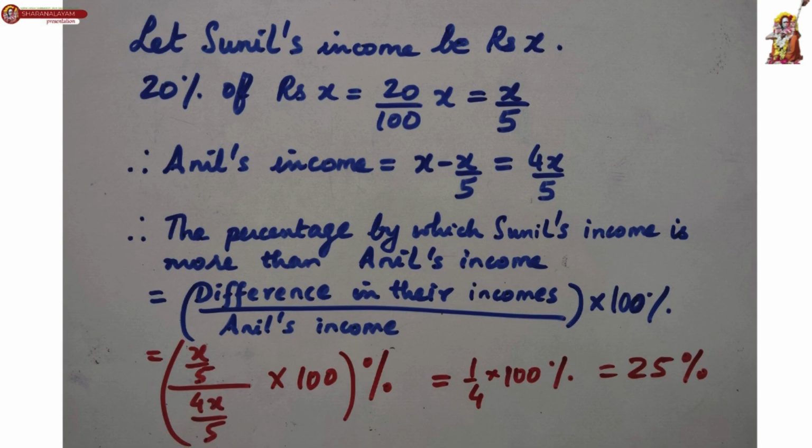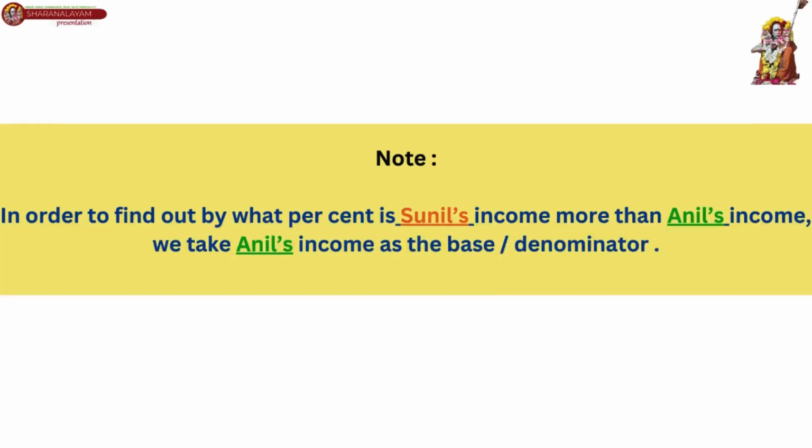Now, the percentage by which Sunil's income is more than Anil's income is the difference in their incomes divided upon Anil's income, that fraction into 100%. That is equal to x upon 5 divided by 4x upon 5 into 100%, which is equal to 25%. Now, we have to note that in order to find out by what percent Sunil's income is more than Anil's income, we have to take Anil's income as the base or the denominator.